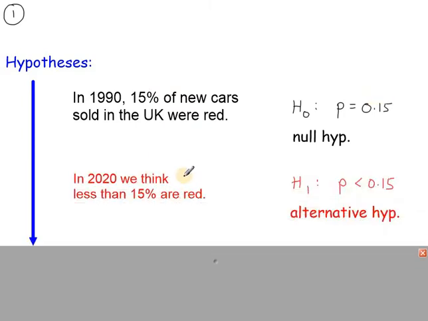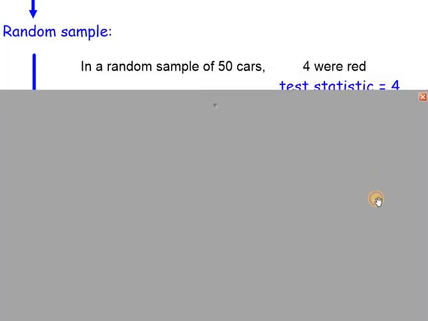In 2020, we think less than 15% of new cars sold are red. This gives us the alternative hypothesis called H1. So P, the proportion, is now less than 0.15. So we take a random sample.